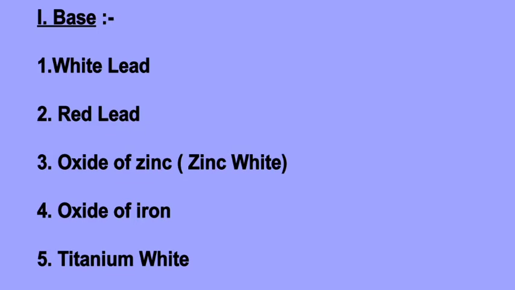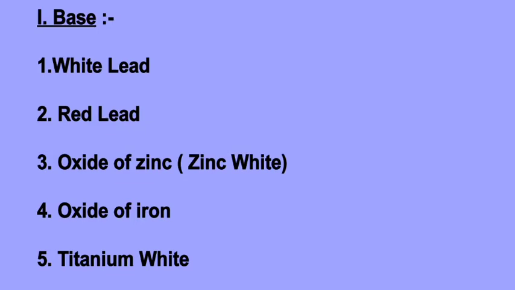Second one, red lead. It is an oxide of lead. It forms the base of lead paint. It is suitable for painting iron surface and priming coat to the wood surface. It is also called as Drier. Third one, oxide of zinc or zinc white. It forms the base of zinc paints. It is transparent, non-poisonous and it is costly, less durable and difficult to work.